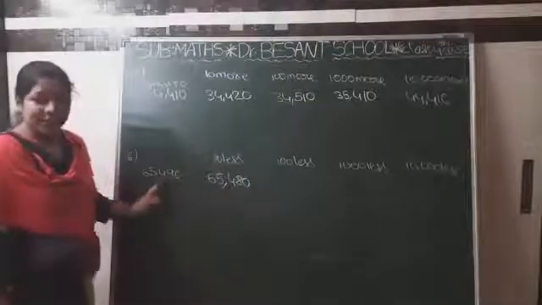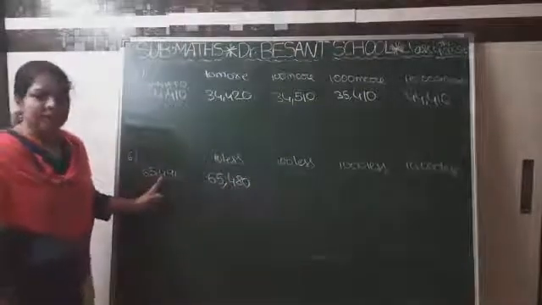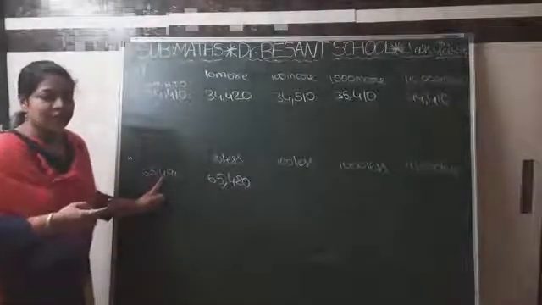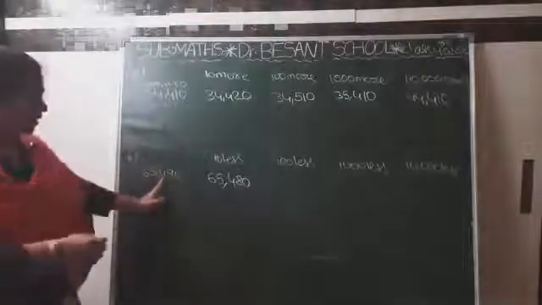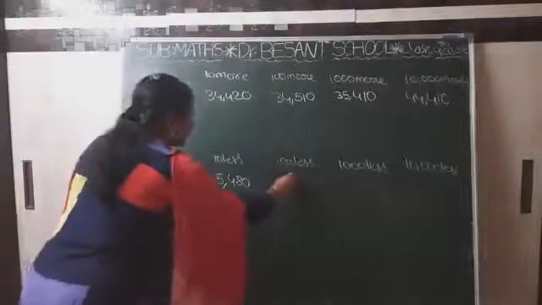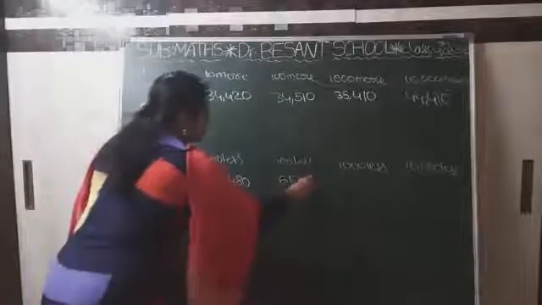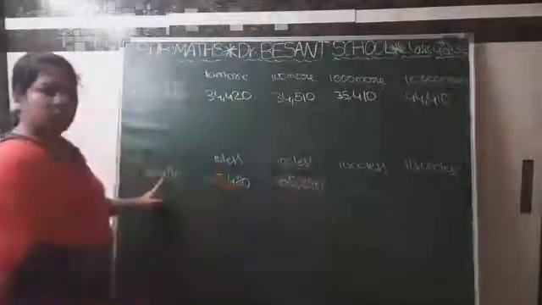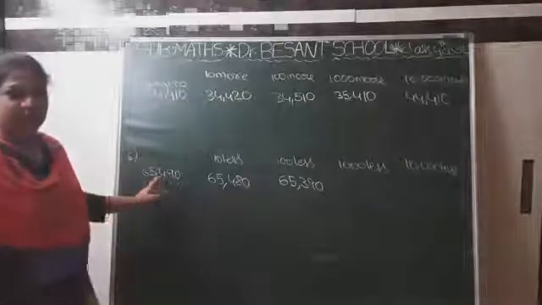Okay. Now 100 less. How many hundreds are there here? Here 4 hundreds are there. If we subtract 100, what will happen? This 400 becomes 300s. That's it. 65,390. 100 less means you have to subtract 100 from the hundreds place.